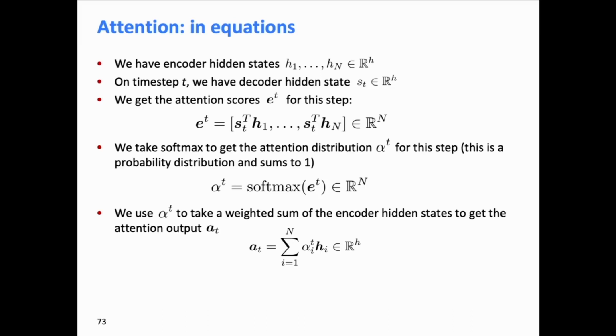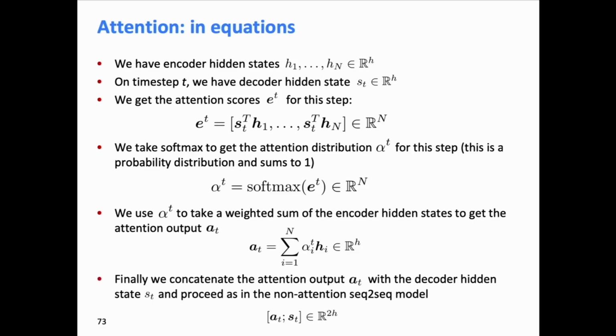And then you use alpha to take a weighted sum of the encoder hidden states, and that gives you your attention output. So the attention output, which we call A, is a vector that's the same size as your encoder hidden states. Lastly, you take your attention output A, and then you concatenate it with your decoder hidden state, and then proceed with that as you would have before in the no attention model.